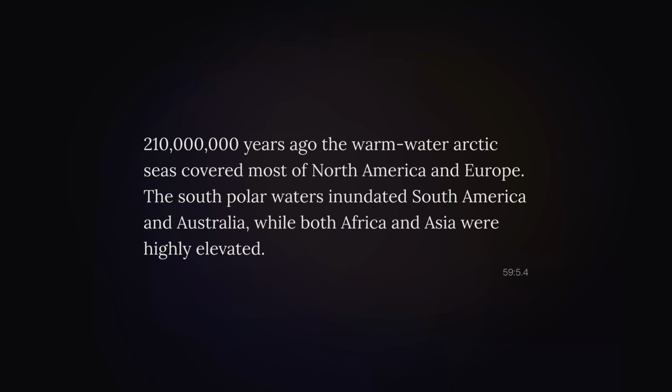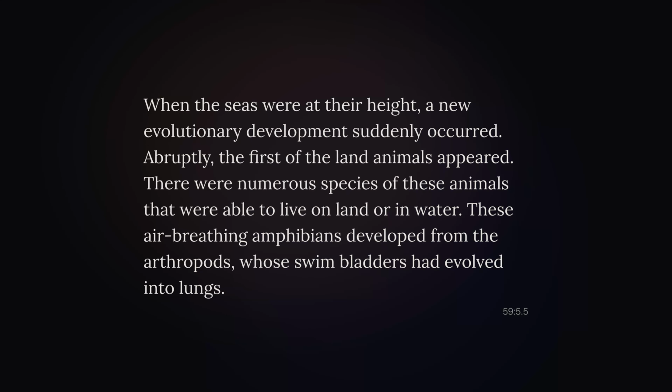210 million years ago, the warm-water Arctic seas covered most of North America and Europe. The South Polar waters inundated South America and Australia, while both Africa and Asia were highly elevated. When the seas were at their height, a new evolutionary development suddenly occurred. Abruptly, the first of the land animals appeared. There were numerous species of these animals that were able to live on land or in water.